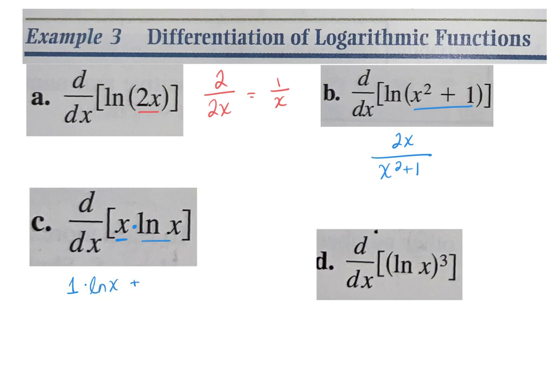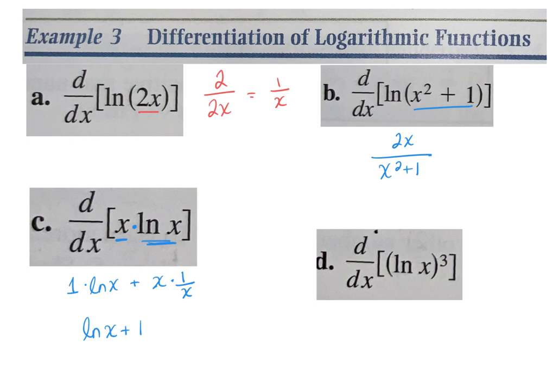Then I add to it the first one, x, times the derivative of the second one. What's the derivative of ln of x? 1 over x, right? And so I end up just getting the natural log of x plus 1. That is my derivative.